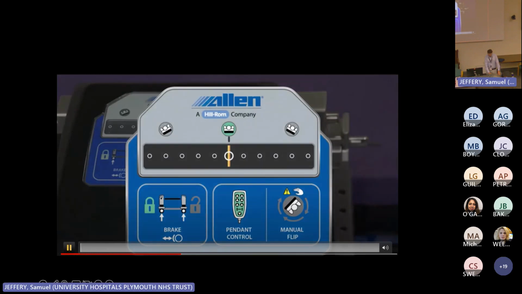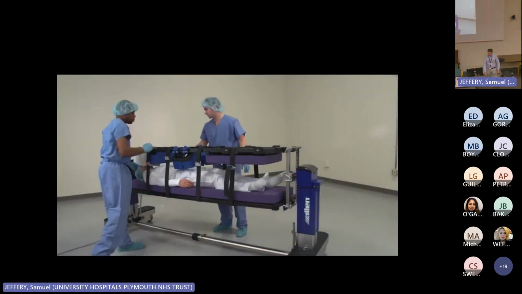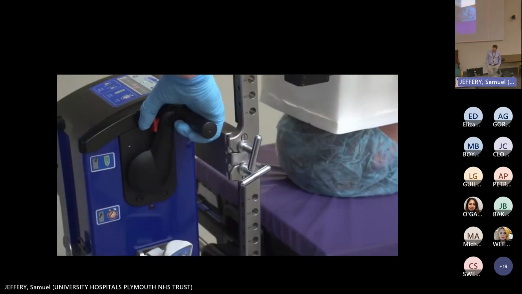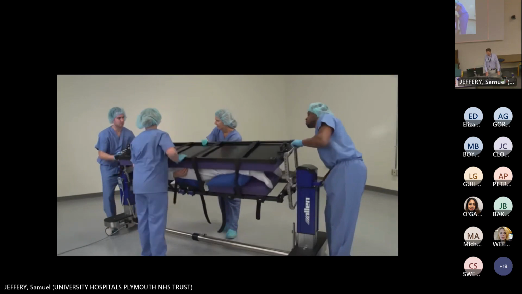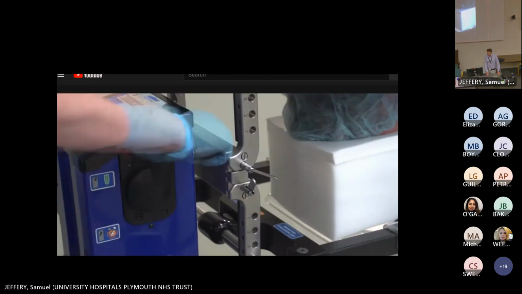Another thing, my favourite one, which some of you equally enjoy using, is the Allen table, which is a great way to position patients prone. And once you get used to using it, it's really straightforward.